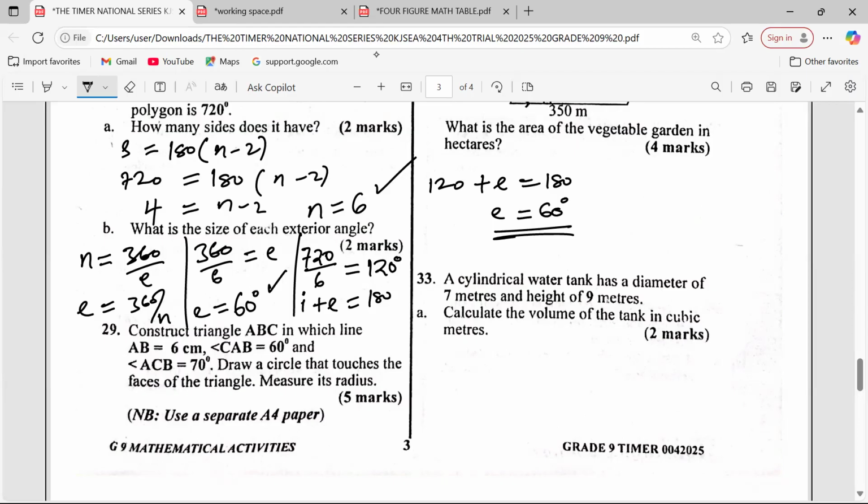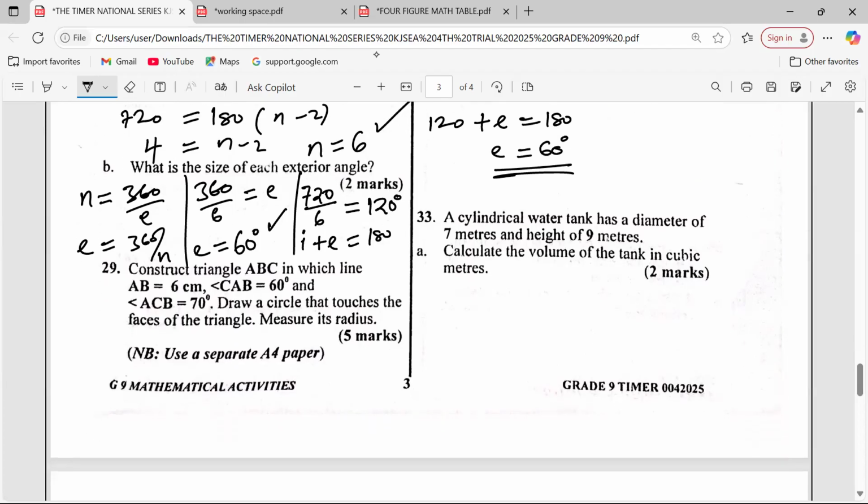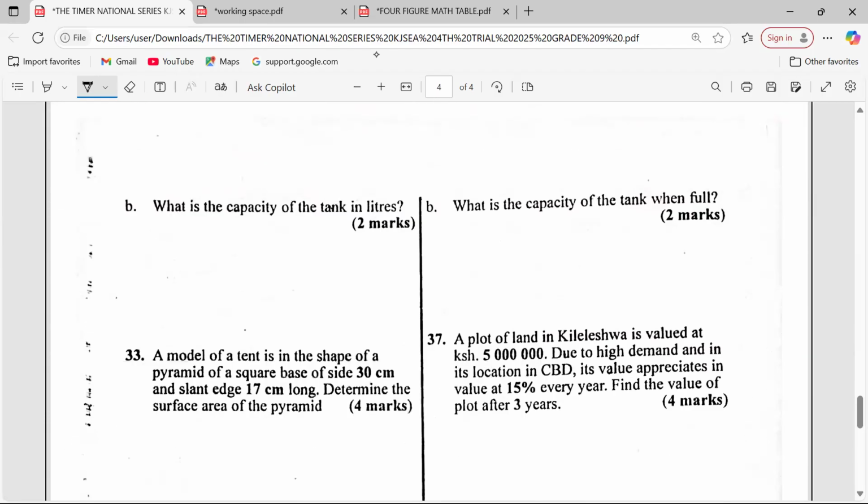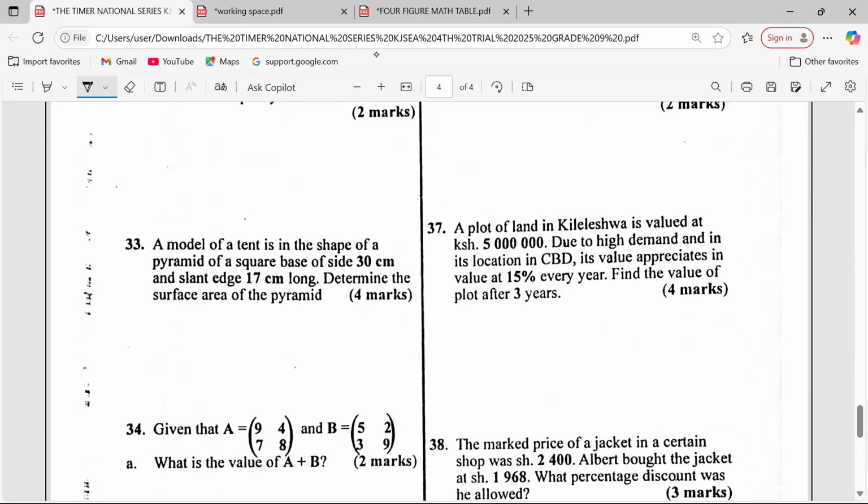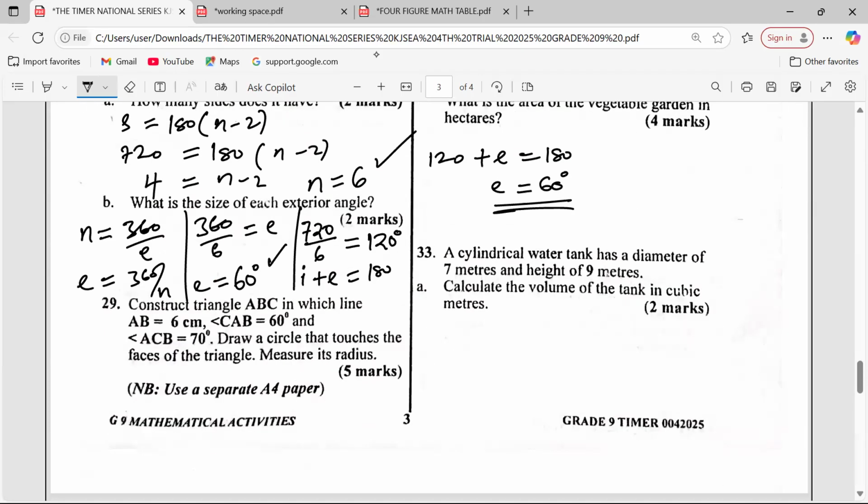It can be done using very many approaches. Number 29. We are almost finishing. Number 29.